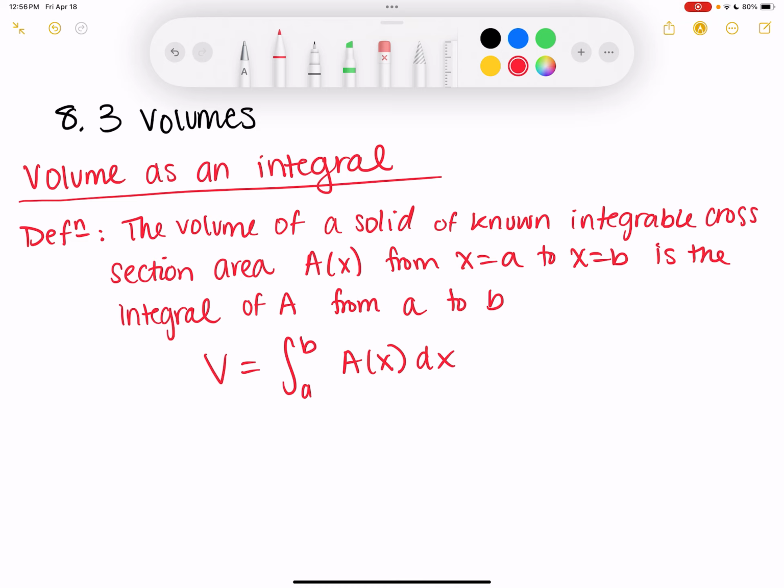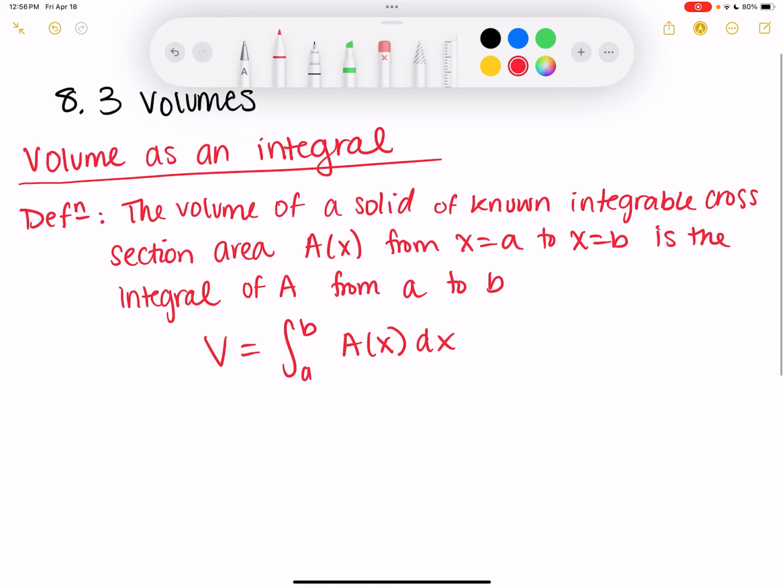And so basically, the notes are going to be explaining how to find the volume for different cross sections, and what that looks like. And some of them are much harder than others. So when you get those ones, you just get sad. But that's okay.